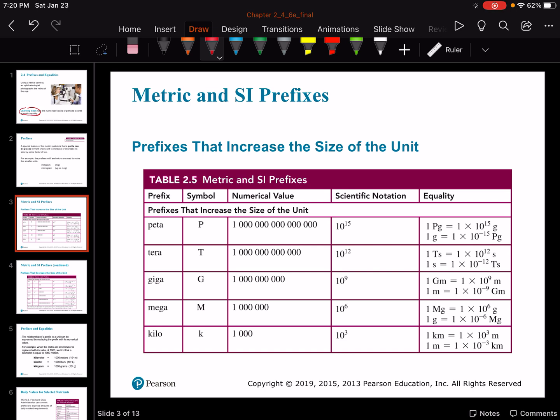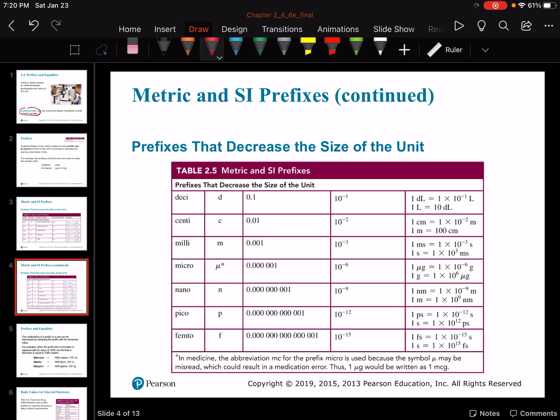Peta, which we won't see very often, is a prefix that means 10 to the 15. Tera means 10 to the 12, which is a trillion. Giga means 10 to the 9, which is a billion. Mega means 10 to the 6, which is a million. Kilo means 10 to the 3, which is 1,000. And deci, which we don't use very often, means 0.1, or 10 to the minus 1. Centi, we use more often.